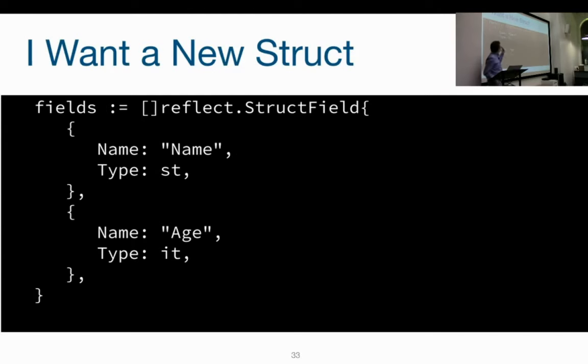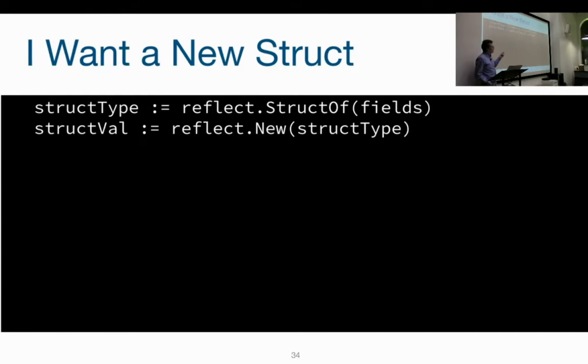And then we build a reflect.StructField slice out of it. The first one has Name, and the type is the string type. The second entry in that slice is Name Age, and the type is the integer type. And we then call reflect.StructOf. We pass it that slice of struct fields. We get back a struct type. And then we take that struct type and pass it to reflect.New. We get a struct value. That's a pointer to that struct, so now we can modify its values.